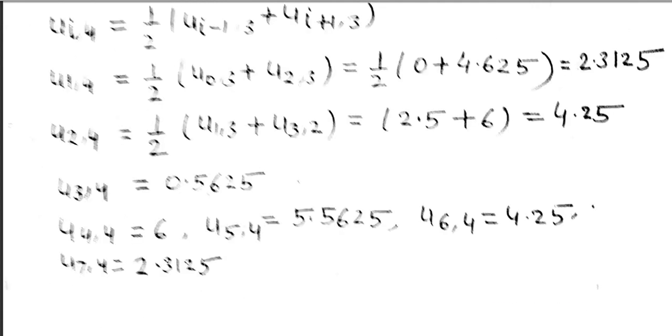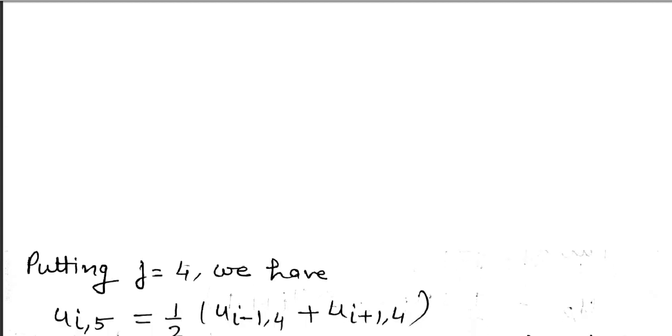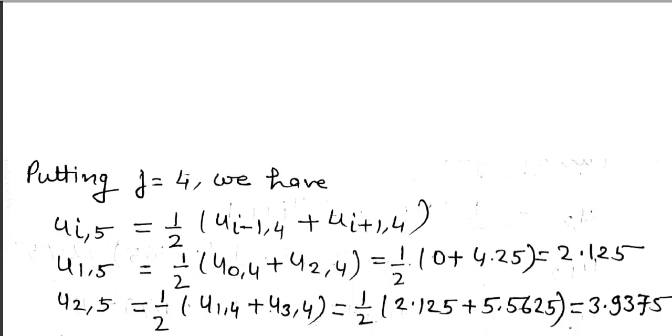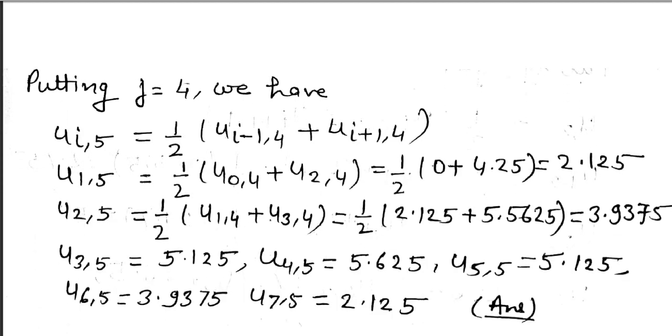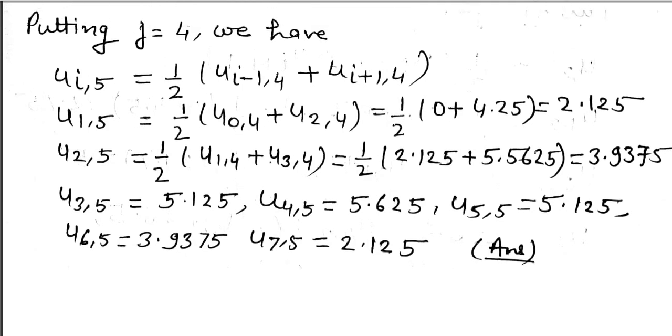And whenever we put j is equal to 3, whenever we put j is equal to 4. So here the iteration method gives approximately the same values, so after putting j equal to 4, we get the required answer.